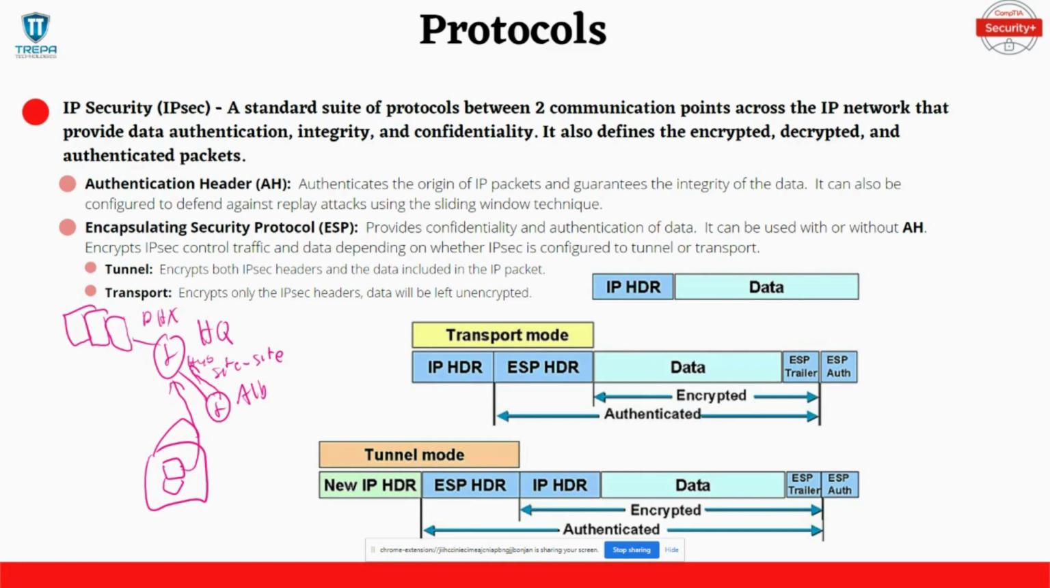In tunnel mode, we'll encrypt the data payload and the IP header. In transport mode, it will only encrypt the IP header, right? And the data payload will be left unencrypted. So typically we always want to use our tunneling mode, right?